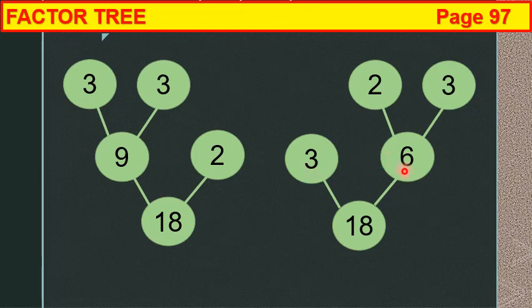Now consider this 6. 2 threes are 6. So 6 is divided into 2 and 3. 2 and 3 cannot be divided further. So they are leaves of the tree. So these two factor trees are possible for 18.